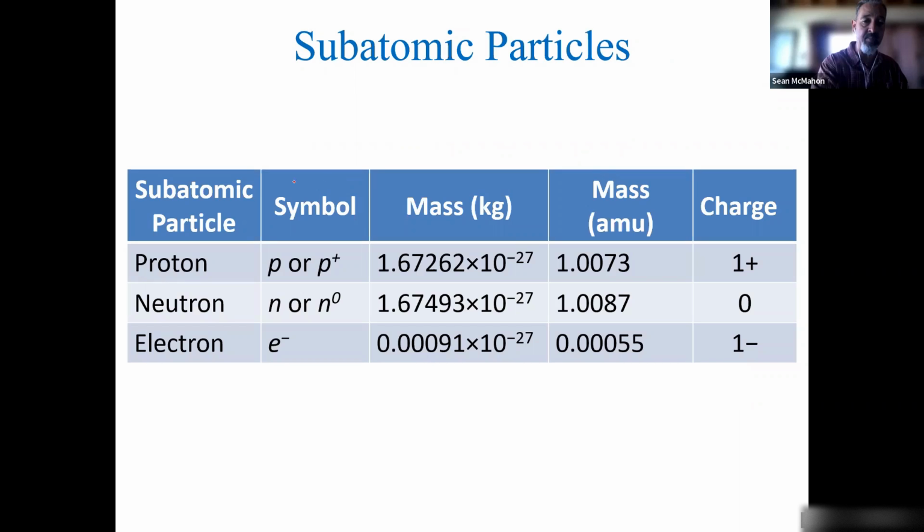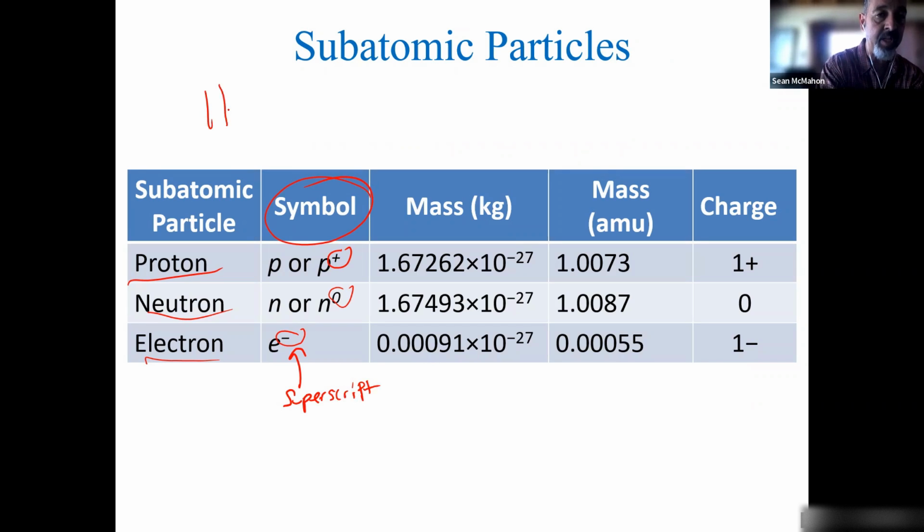So we can use shorthand symbols. Protons, P plus. Neutrons are neutral, so you have a 0. Electrons, so when you have it up like that, the plus and the minus, that's called a superscript. Okay, so that's a superscript. When it's below, that's called a subscript. Right? So submarine, under the marine or water, right? Supers, supine, it's up. Okay.